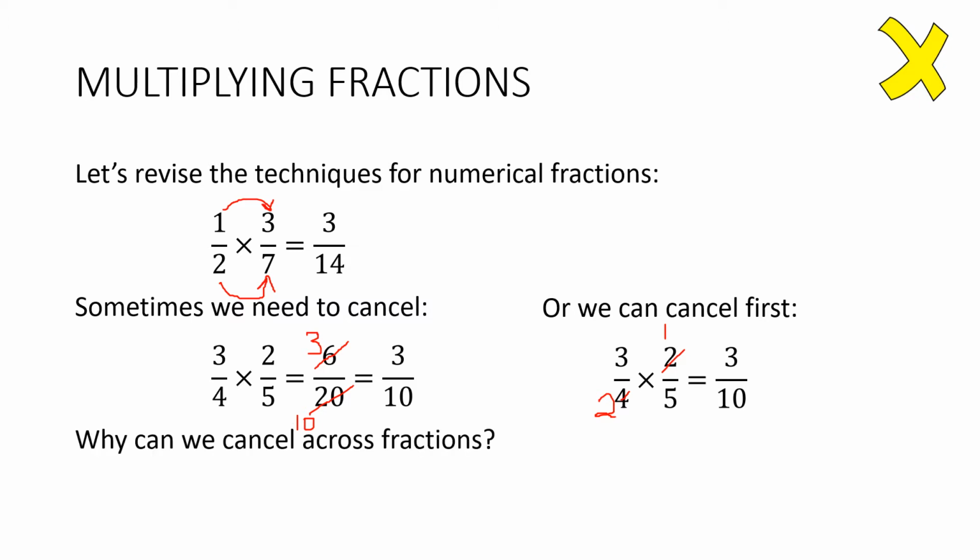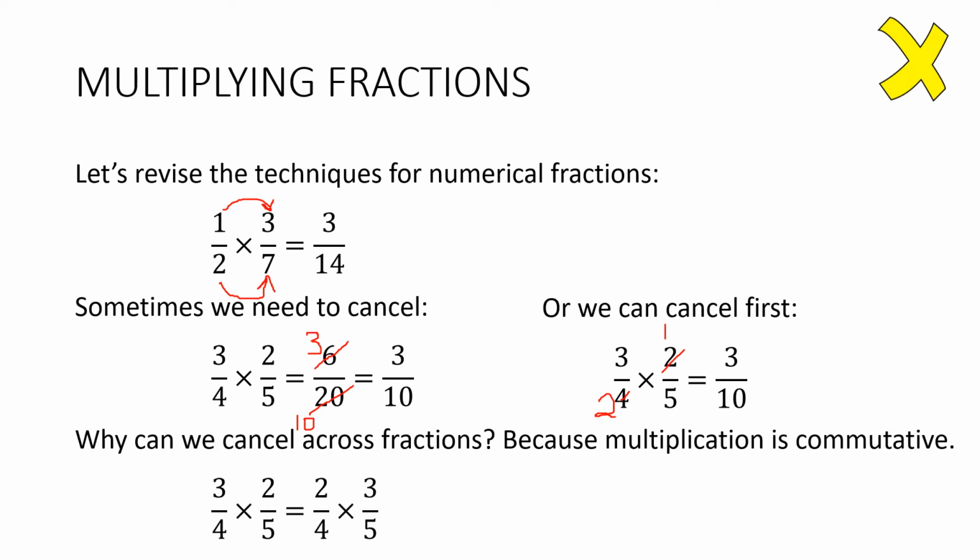Now you might be wondering, why can we cancel across fractions like that? Why can I cancel a numerator on this fraction with a denominator on this fraction? Well, it's because multiplication is commutative. Now, you learnt that in Year 7. It means that you can turn it around. 3 times 2 is exactly the same as 2 times 3. Let's look at that same question. See how I've switched these around here? It's the same question because 3 times 2 is the same as 2 times 3. But now look at this. 2 over 4 is the same as a half.